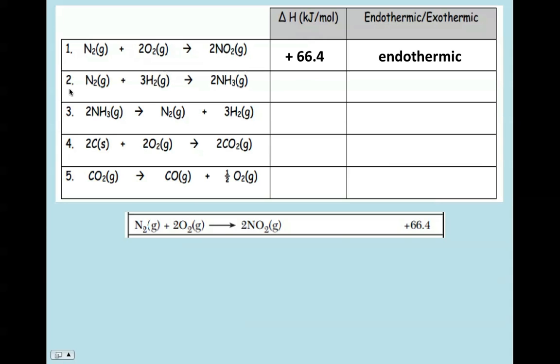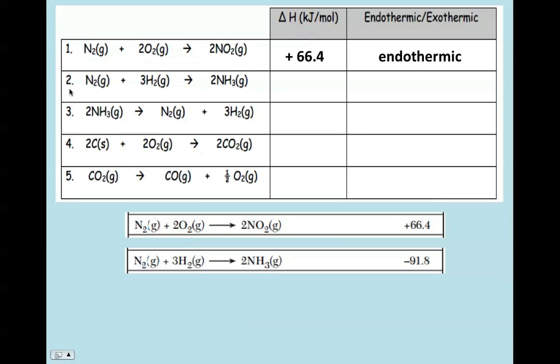Now for number 2, we have another one that we're going to find directly on table I. So N2 plus 3 H2 yields 2 NH3. It matches exactly, so I can simply transfer that amount to number 2. So negative 91.8 kilojoules per mole, so it's exothermic.